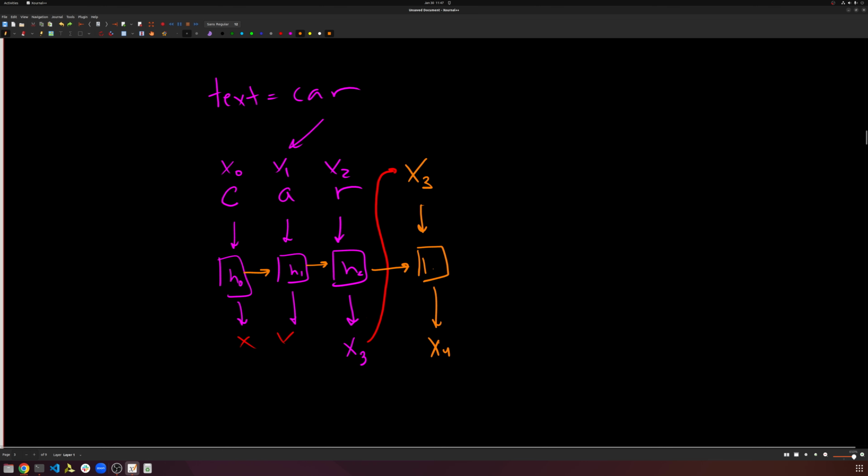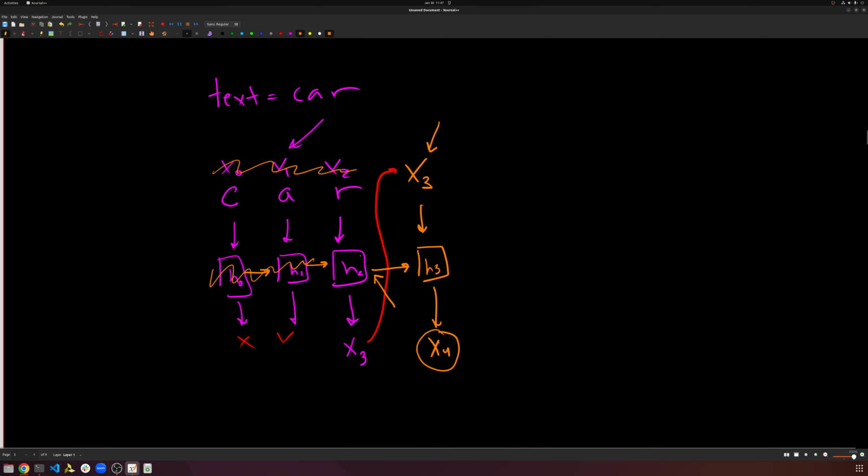To predict X4, the only information we need is X3 and H2. So we don't care about H0. Actually, we never really cared about H0 and H1, so we can ignore that. And we don't really care about X0, X1, and X2 either. All we care about is H2 and X3, because H2 encodes the history of everything prior, and X3 is my new input, so H3 will become my new thing to predict X4. And then again, X4 will go up here.